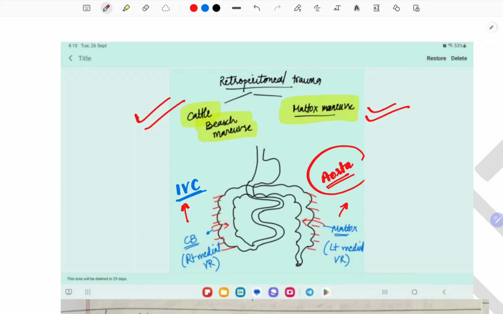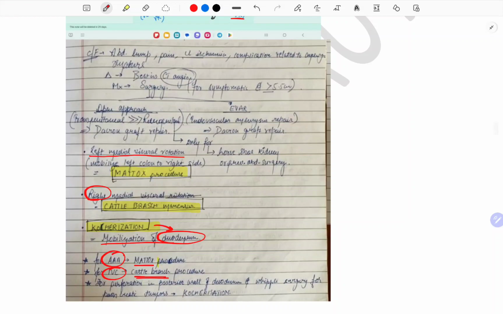So if we have to expose aorta, we will do left medial visceral rotation, which is known as Mattox. So we are going to rotate our descending aorta on this side. And if we have to expose the IVC, then we will do the Cattell-Braasch maneuver, which is the right side medial visceral rotation, this one. For further detailed explanation, read the image I have displayed here.